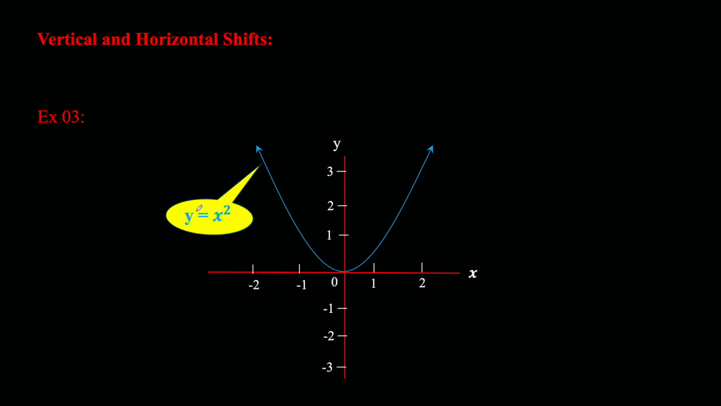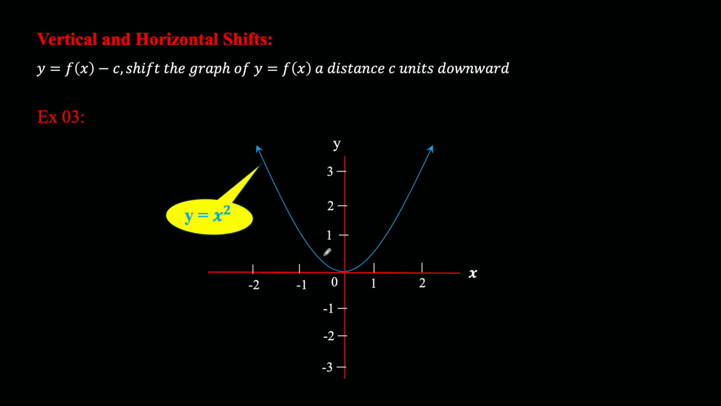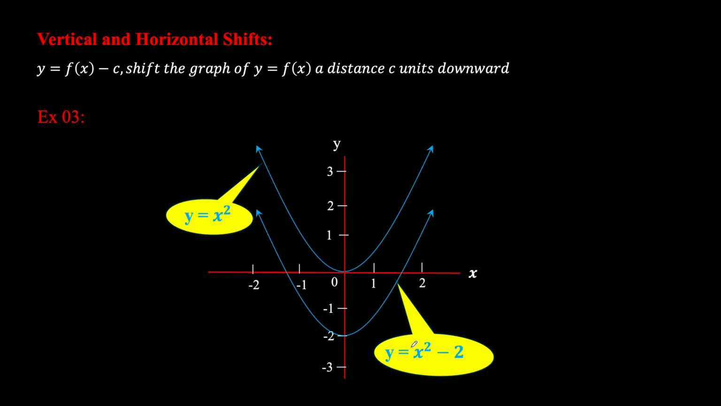Let's see the third example. So what if I want now to move my curve downward? I will do the following operation. y is equal to f of x minus c shifts the graph of y is equal to f of x a distance c units downward. So we do it as follows. We just make x squared minus 2. This moves the curve downward, okay? With c units. c can be any number. In this case, it is minus 2. So here it is minus 2, okay?